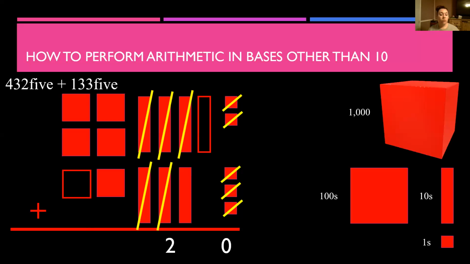So now we're going to add what's in our hundreds place. 1, 2, 3, 4, and 5. Okay, so we get rid of those 5 because now we're going to carry those over. And we have 1 remaining.